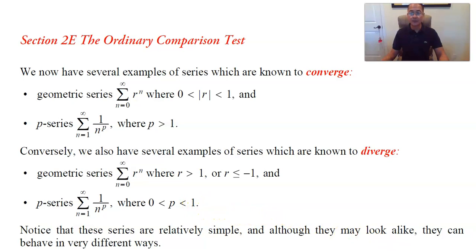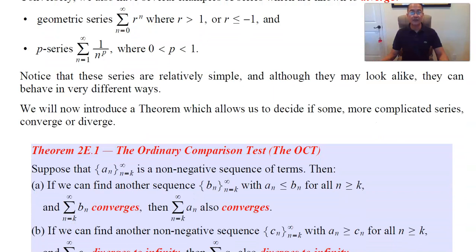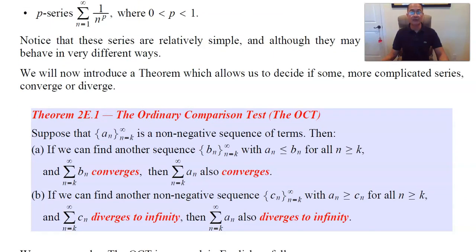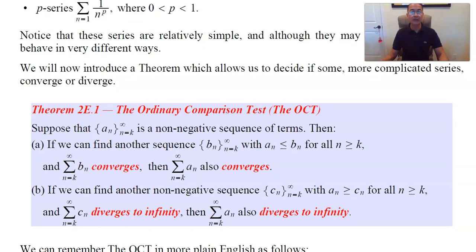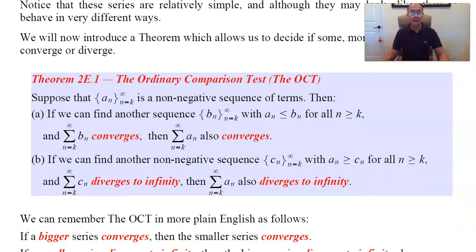All right, so we are usually going to take advantage of one of those kinds of infinite series in order to apply the ordinary comparison test. And here it is. So what does the OCT say? Suppose we have a sequence a sub n, n from k to infinity, and the sequence is made of non-negative terms. In other words, they're always positive or 0.